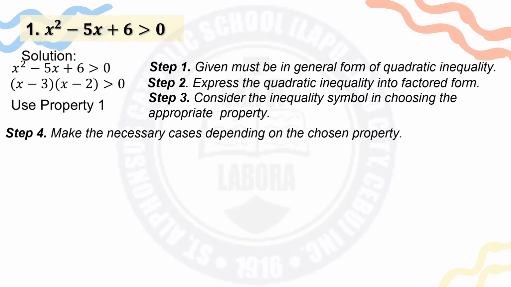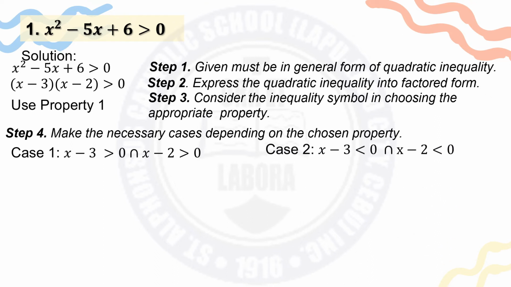Step 4. Make the necessary cases depending on the chosen property. Here we have case 1, x minus 3 greater than 0, intersection x minus 2 greater than 0. In case 2, you have here x minus 3 is less than 0, intersection x minus 2 is less than 0. As we simplify, for case 1, x is greater than 3, intersection x greater than 2. For case 2, x less than 3, intersection x less than 2.